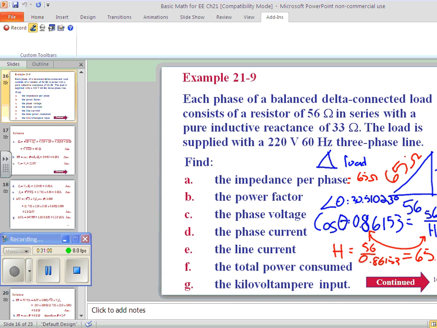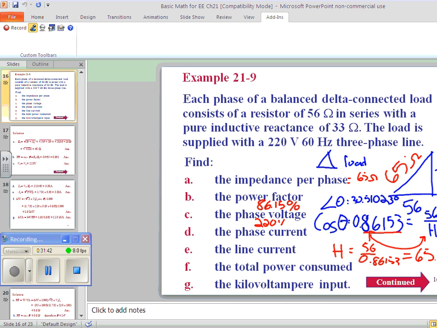Okay, so what's the power factor? We multiply the cosine of the angle by 100, and we get 86.15%. Okay? What's our phase voltage? This is a delta, so I don't care which one it told us, 220 volts, whether it's a line or the phase. In a delta, they're the same, right? So we're going to say the phase voltage is 220 volts.